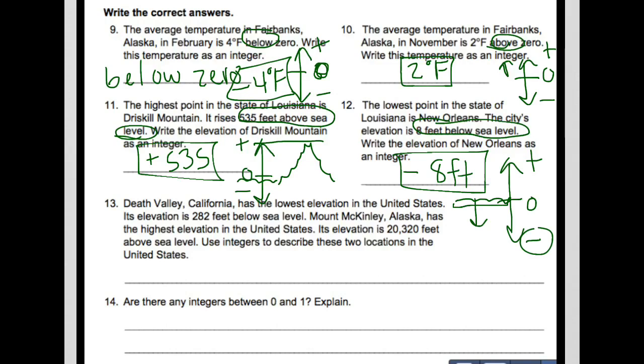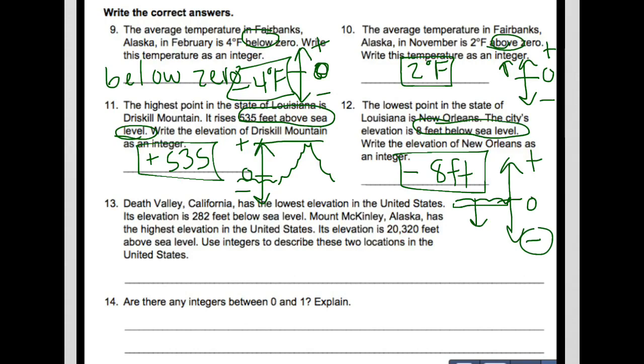Number 13, Death Valley, California has the lowest elevation in the United States. Its elevation is 282 feet below sea level. Mount McKinley, Alaska has the highest elevation in the United States. Its elevation is 20,320 feet above sea level. Use integers to describe these two locations in the United States.